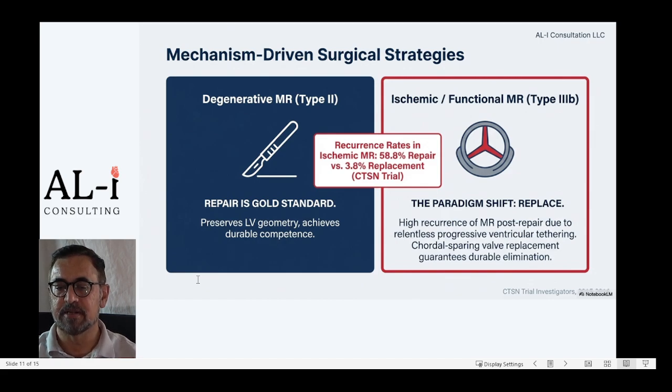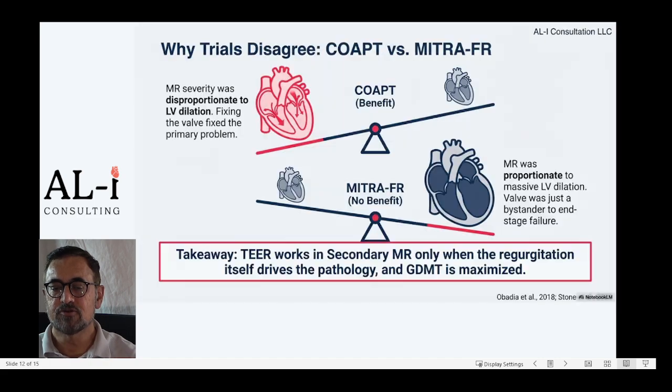Considering repair versus replacement, when it comes to surgery, repair is the gold standard for degenerative primary MR due to better long-term outcomes and the avoidance of prosthesis-related complications. But in ischemic or functional MR, randomized data shows a chordal sparing replacement may result in far less MR recurrence than repair. Now, moving on to edge-to-edge repair.